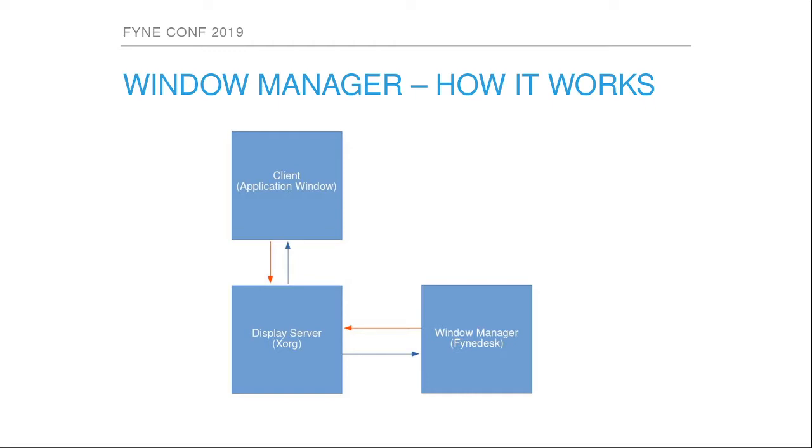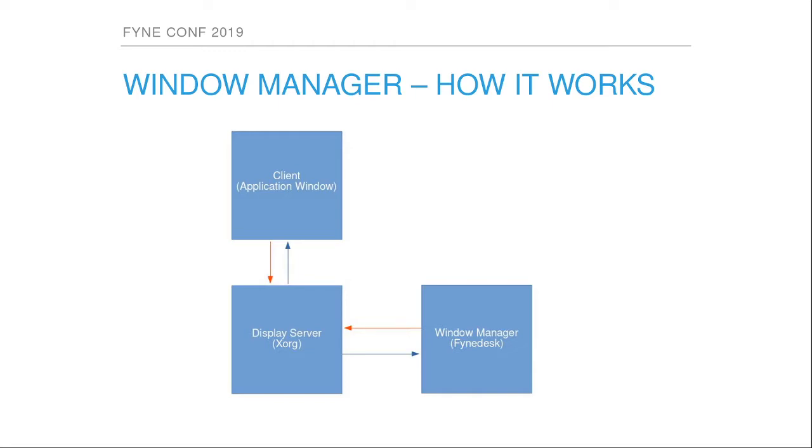So the way this might look, as an example, Chrome opens, it sends some messages through to the display server, says, hey, I'm here, I'm open, this is my window, this is the size it needs to be, this is the state it's in, whether it's minimized, whether it's normal, and I'm ready to be drawn and put on the screen.